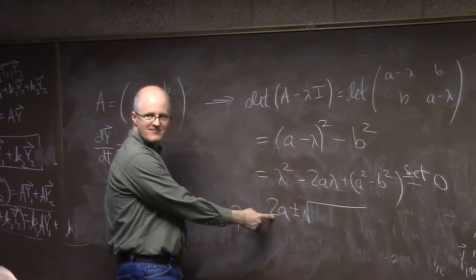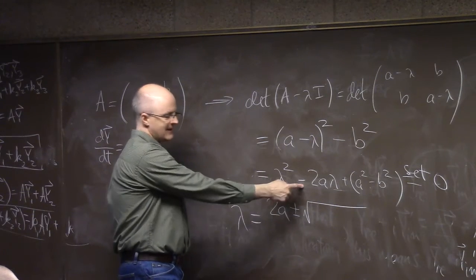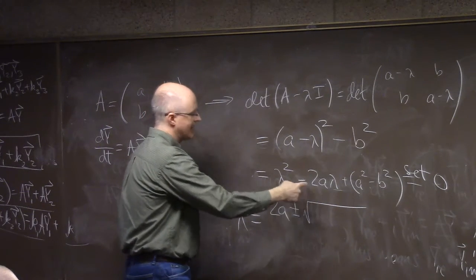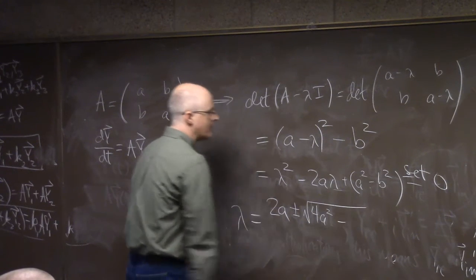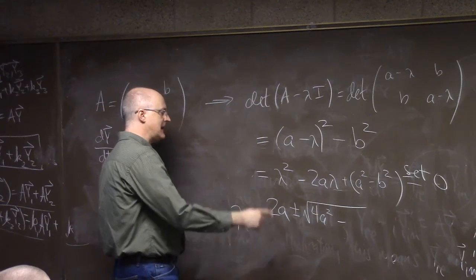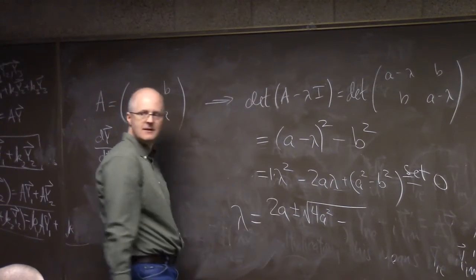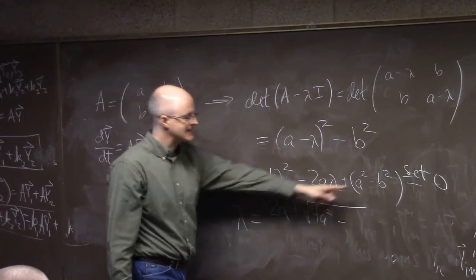Negative b is 2a, because of the negative sign there. Then I got to square that. The negative sign doesn't matter. I get 4a squared minus 4ac, meaning minus 4 times 1 times that. That's the c there.